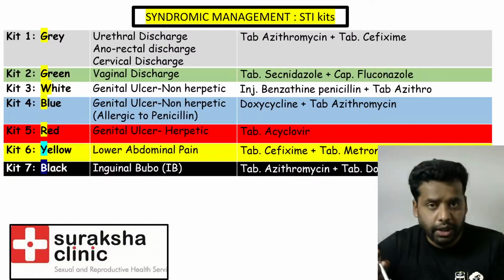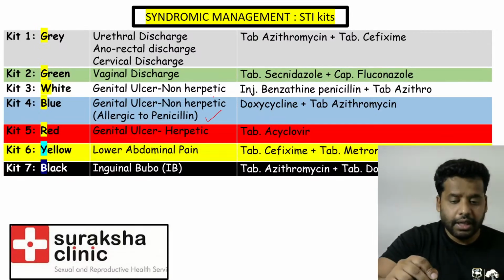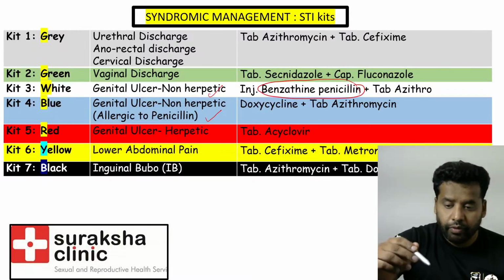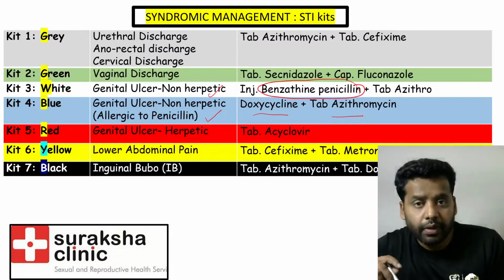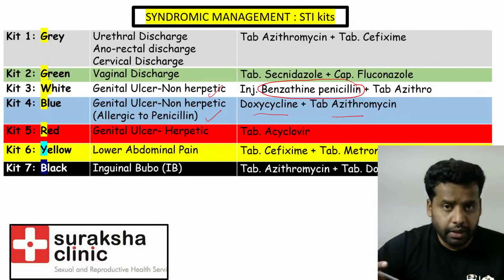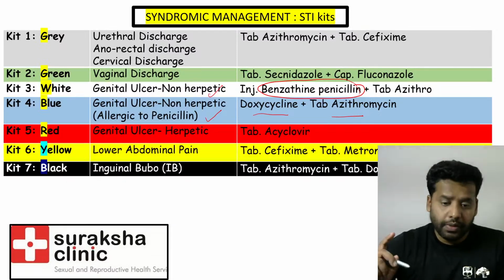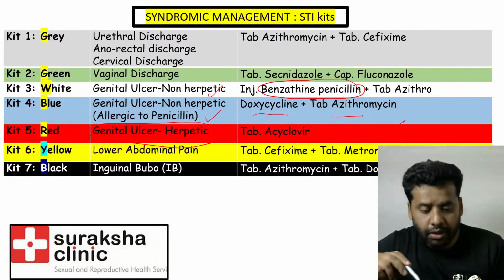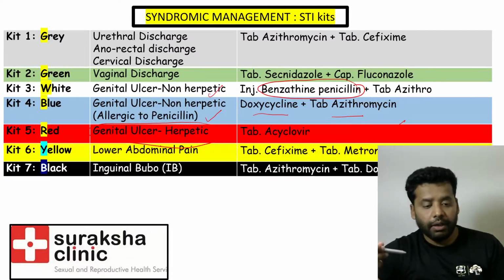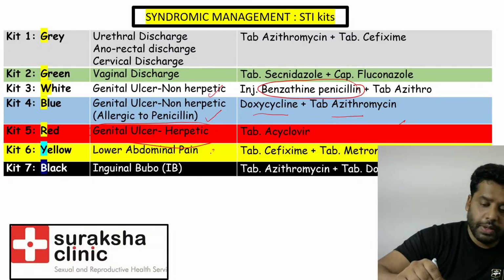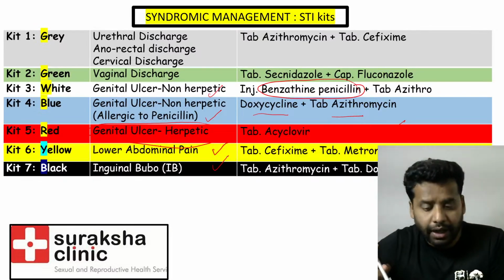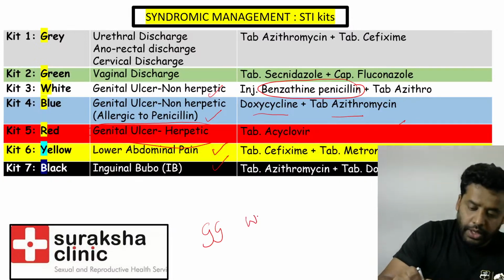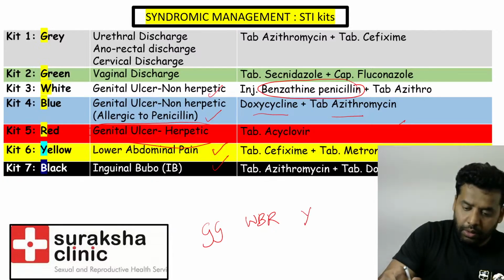Kit 4 is the blue color kit, for those allergic to penicillin. If the patient is allergic to penicillin, kit 3 cannot be used because it has benzathine penicillin. We use doxycycline plus azithromycin. So repeat: gray, green, white, blue. Red kit is for herpetic ulcers. Tab acyclovir, an antiviral agent, for herpetic ulcers. Lower abdominal pain is the yellow kit and inguinal bubo is the black kit. So repeat my words: gray, green, white, blue, red, yellow and black.